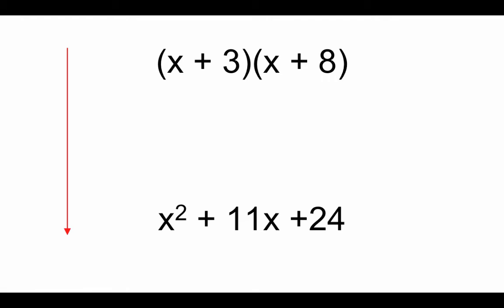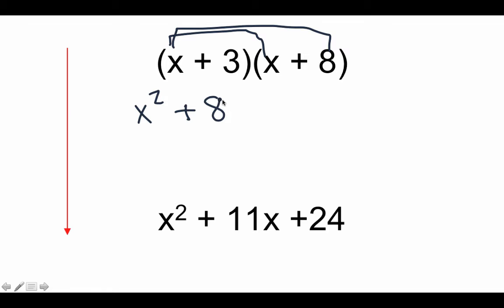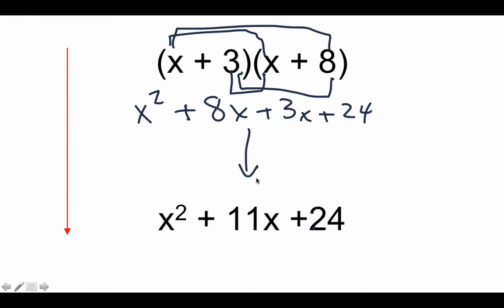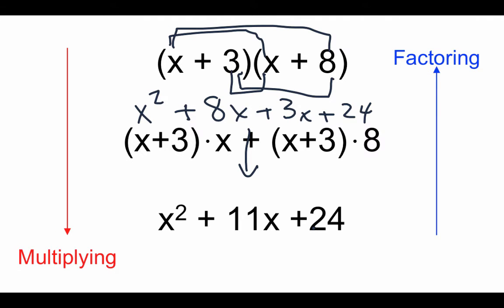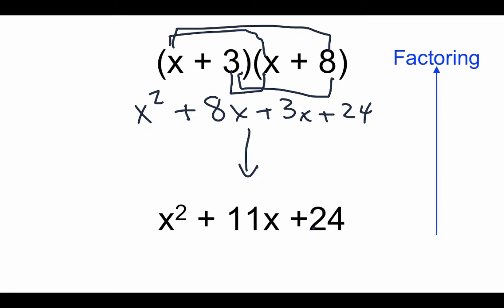So if we take a look, we know how to do this. We know how to take x plus 3 times x plus 8. We know that when we do that, what we're doing is first products, x squared, outside products, plus 8x, inside products, plus 3x, last products, plus 24. Then we're collecting like terms, and we're getting x squared plus 11x plus 24. The question becomes, how do we then go backwards when it's called factoring?